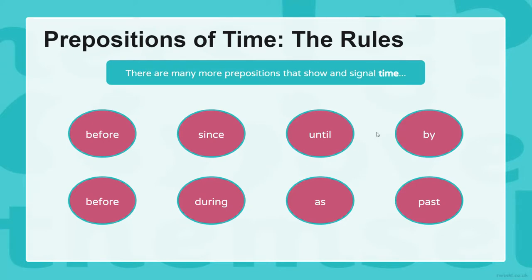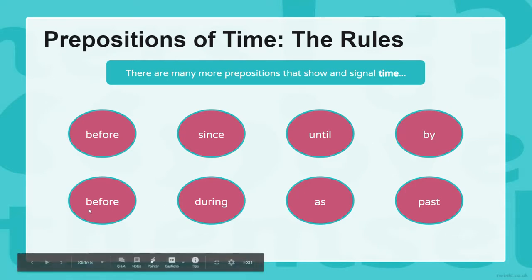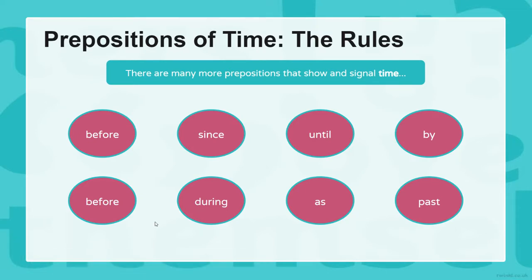We then also have many prepositions that show time: before, since, until, by, during, as, past. So I'd like you now, again like before, to pause this, quick as you can, thesaurus out, and making sure that we use adjectives as well. Can you write me some Year 6 sentences containing our prepositions to show a signal of time? Pause this video, off you go now.